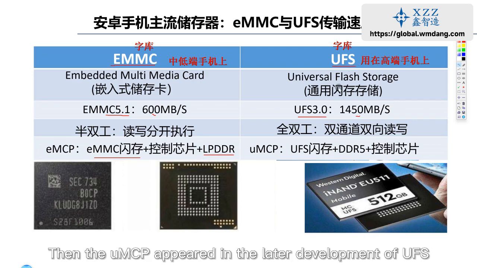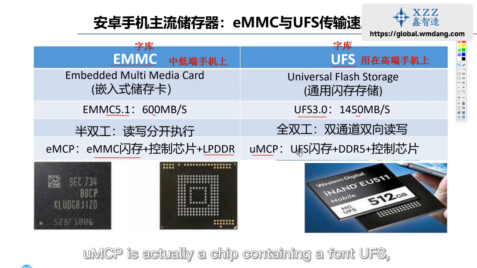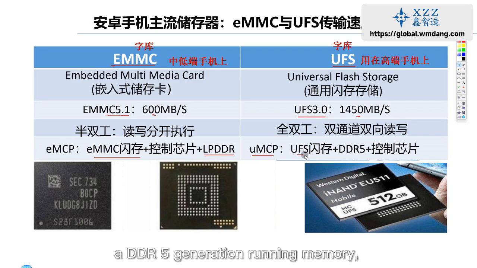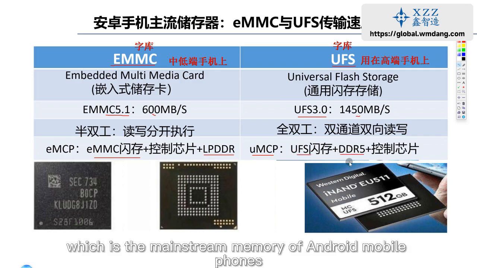Then the UFS-based eMCP appeared in the later development. It is actually a chip containing a UFS and DDR5 generation running memory, which is the mainstream memory of Android mobile phones.